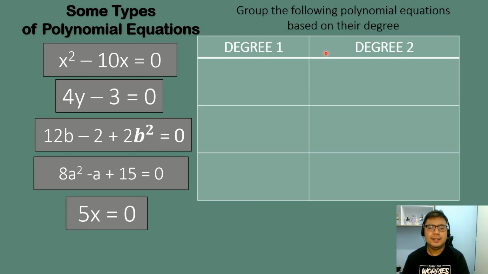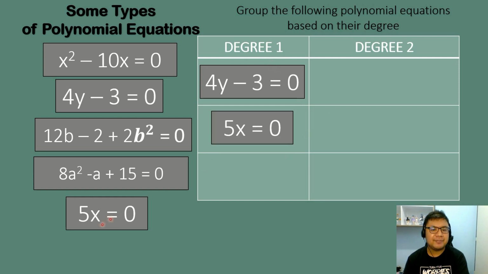Next one, let's try to group the following polynomial equations based on their degree. Which of the following polynomial equations has a degree of 1? The first one will be 4y minus 3 because the degree of the polynomial here is equal to 1. 4y is the leading term which has an exponent of 1. Therefore, the degree is 1.